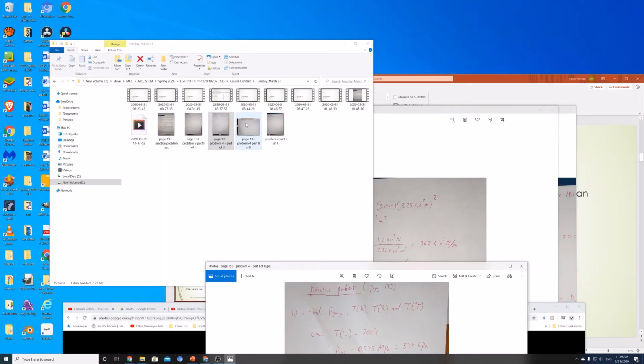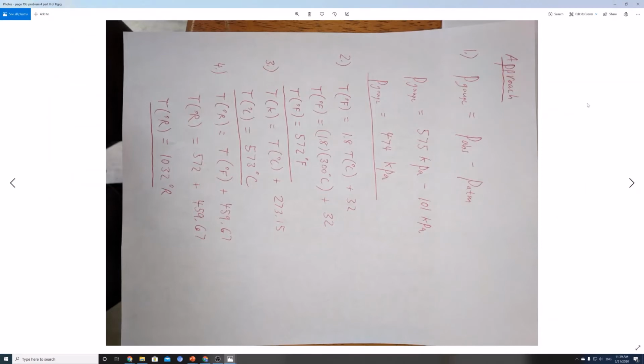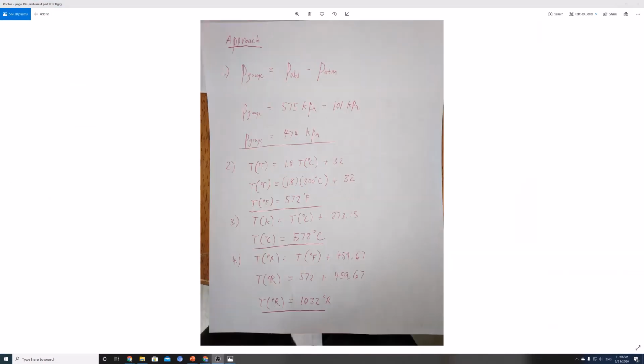All right, so the next part of the problem, part 2. So this is just the approach. First part is finding the gauge pressure, which was just the absolute pressure minus the atmospheric pressure. So simply just plugging in and performing the calculation. The second part is applying the temperature in Fahrenheit conversion formula from temperature in degrees C. And the same thing, you just perform the calculation.